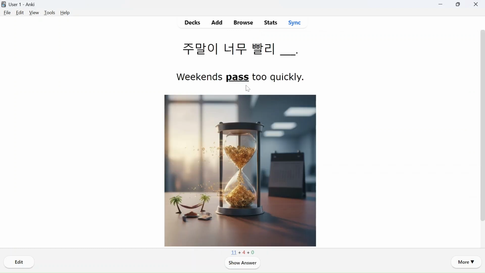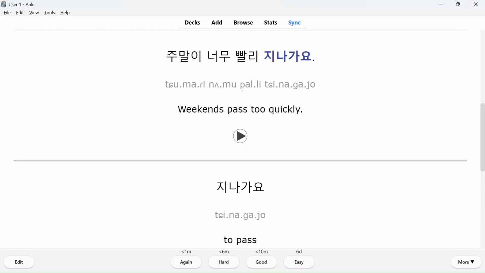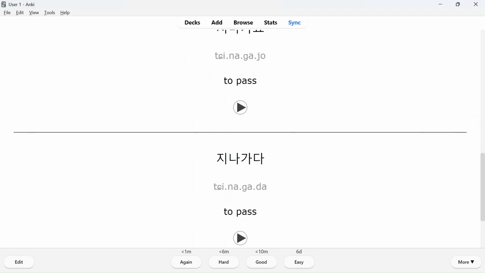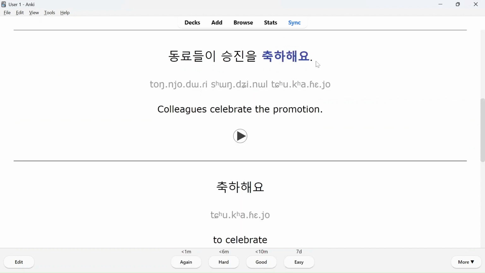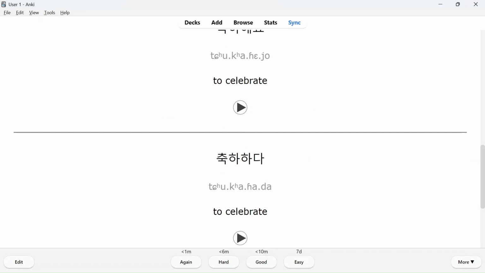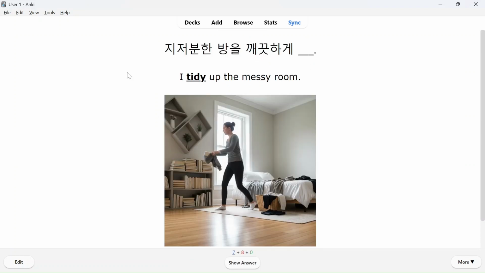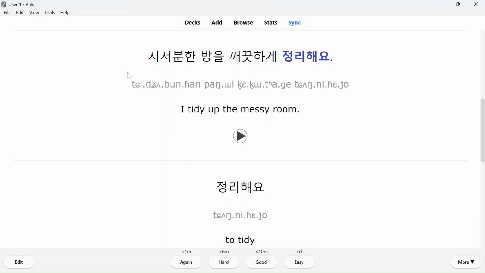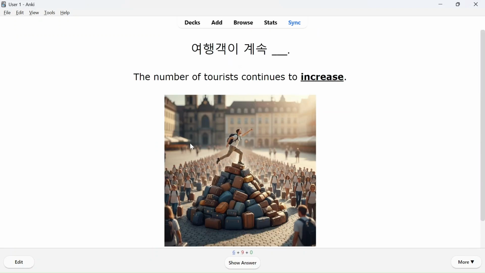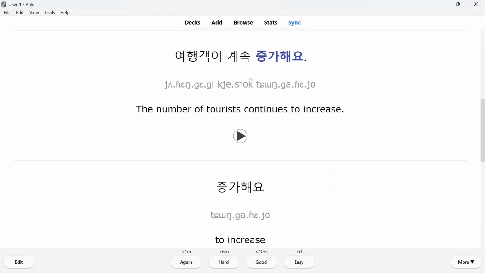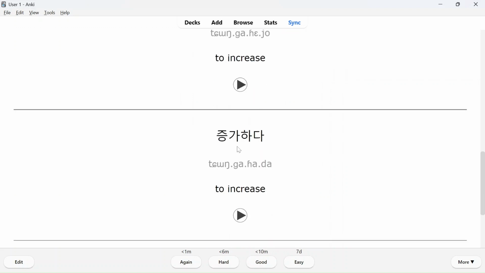Weekends pass too quickly. How do you say pass? 주말이 너무 빨리 지나가요. 지나가요. 지나가다. Colleagues celebrate the promotion. How do you say celebrate? 동료들이 승진을 축하해요. 축하해요. 축하하다. I tidy up the messy room. How do you say tidy? 지저분한 방을 깨끗하게 정리해요. 정리해요. 정리하다. Great. The number of tourists continues to increase. 여행객이 계속 증가해요. 증가해요. 증가하다.